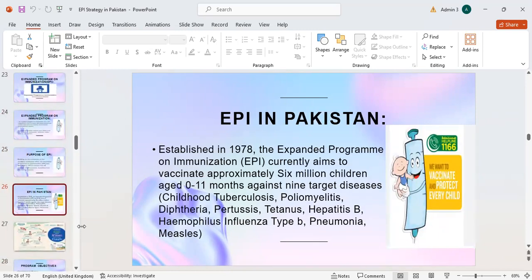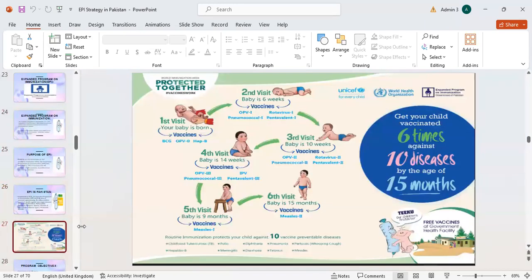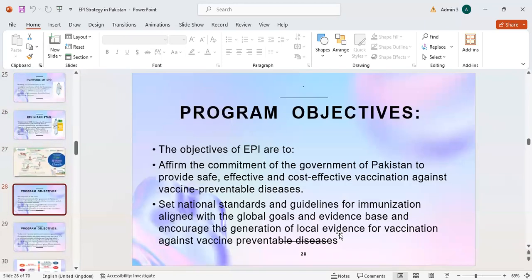EPI in Pakistan, established in 1978. The Expanded Program on Immunization currently aims to vaccinate approximately 6 million children aged 0 to 11 months against the 9 targeted diseases: childhood tuberculosis, poliomyelitis, diphtheria, pertussis, tetanus, Hep B, Haemophilus influenzae type B, pneumonia and measles. This picture shows 6 visits and protection from 10 vaccine preventable diseases.